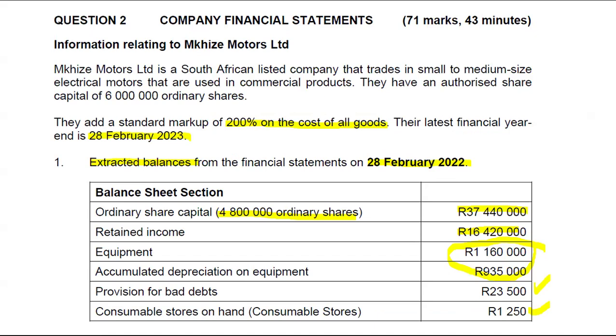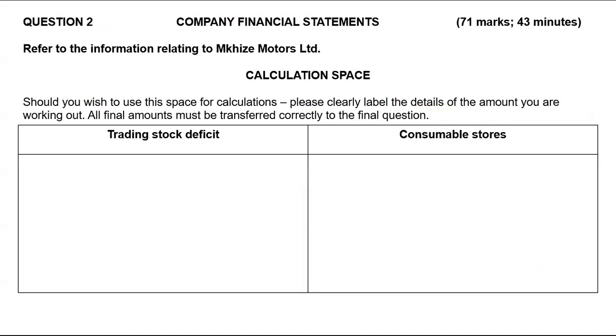How do I get the 100%? It's because, guys, donations are recorded at cost price. And that is your gross profit. To get the cost price, you will take that gross profit and multiply it by 100 and divide it by the markup. This will affect your trading stock. And I'm going to start with your trading stock.